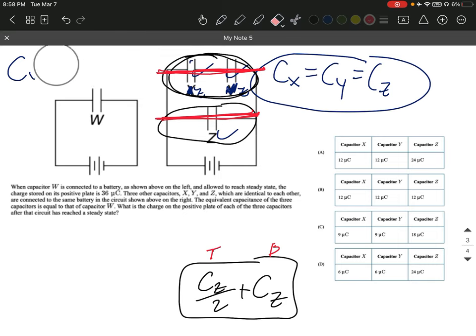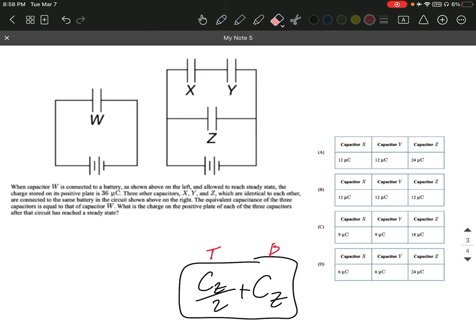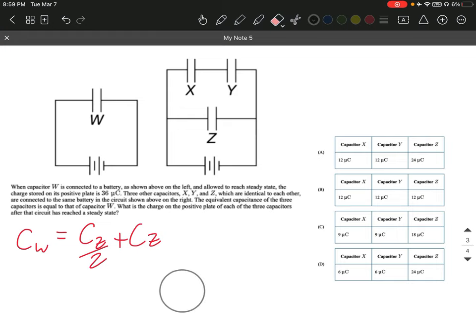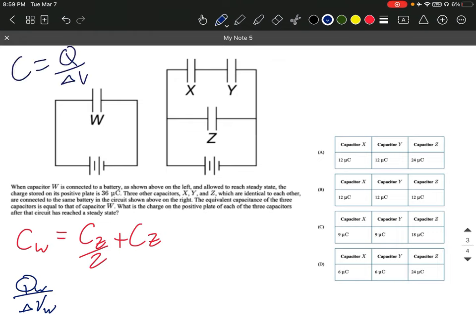From there, I'm going to rewrite this thing that I just erased in the top left corner. Because I know that the total capacitance in the left circuit is equal to the total capacitance on the right circuit, I get to this point where I'm almost done. If you deduced the answer from here, you may have gotten slightly lucky, or maybe you recognize that we can just quickly rewrite this as QW divided by the voltage across W. I'm using this equation when I do that substitution.